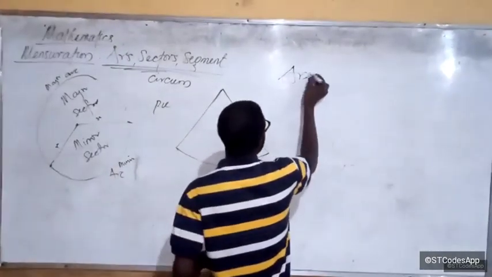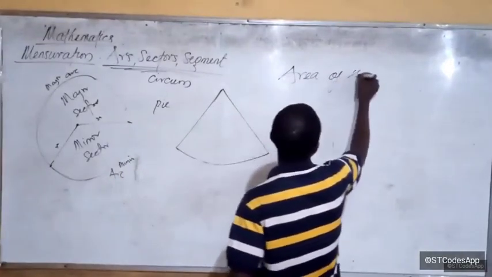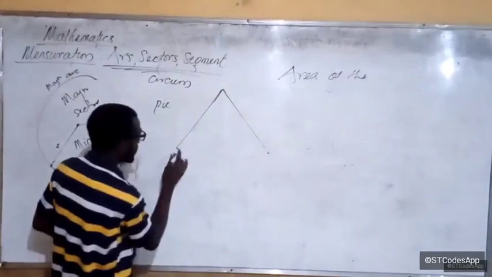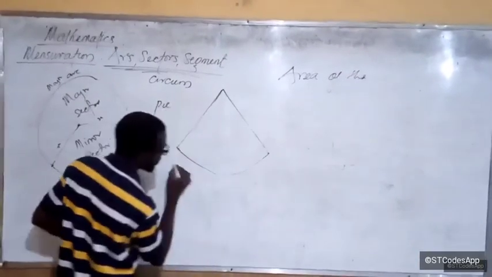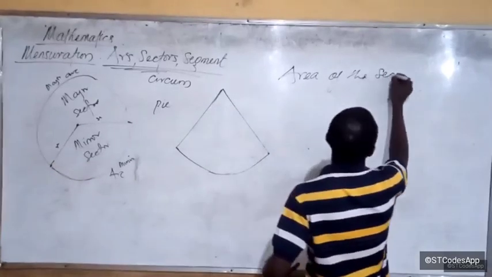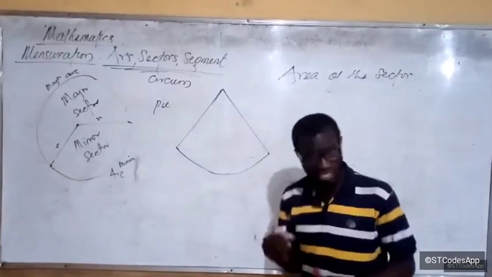For example, we could calculate the area of this sector. Notice this is only a small part of that circle. Now we could calculate the area of the sector. Now, how do you calculate the area of the sector? It's very simple. Now listen.